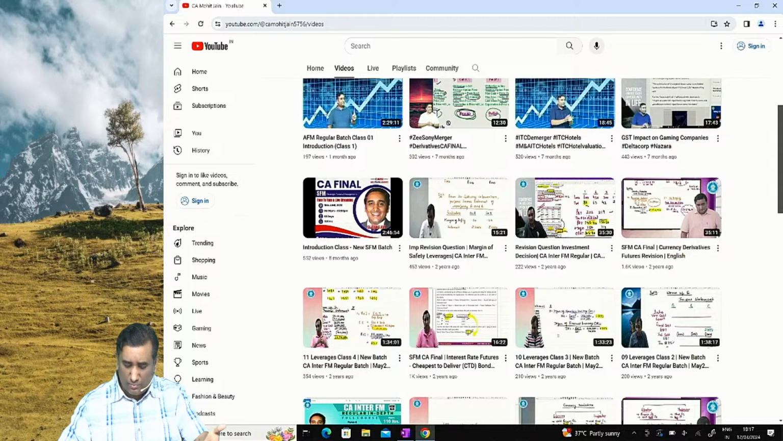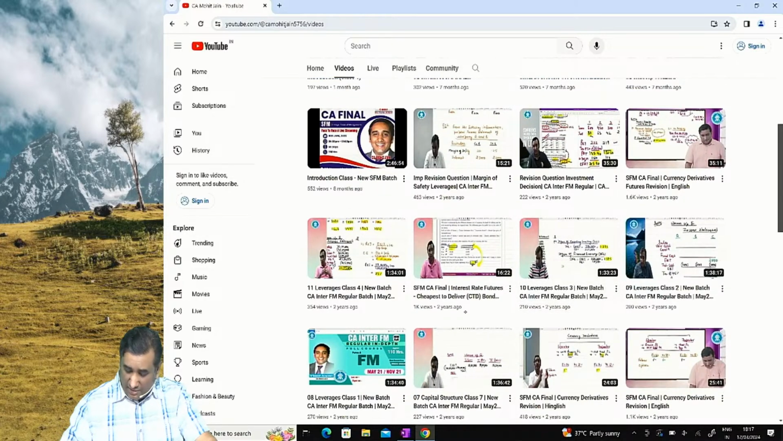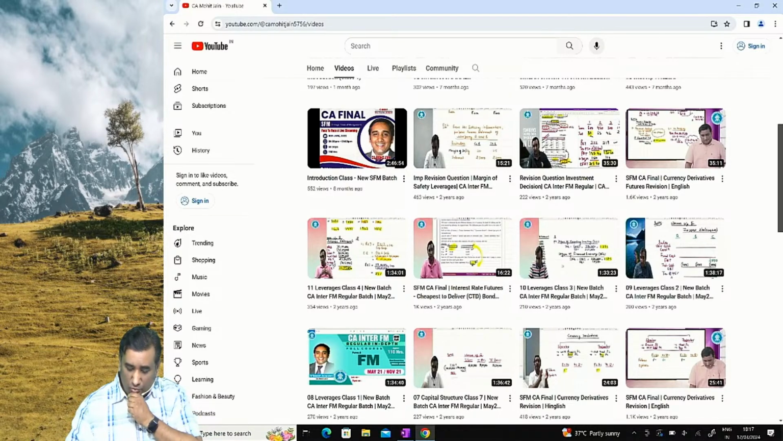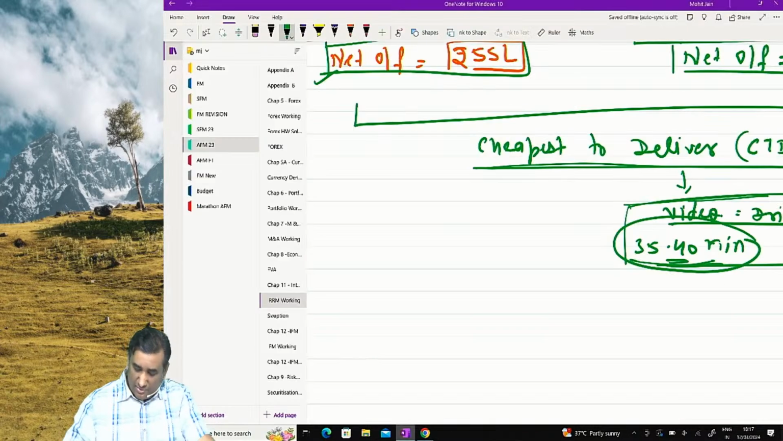Just type in when you go back home. Just type in cheapest to deliver. Yes, and that will be in English and Hindi both. So depending on your language, you can do it. I think this is Hindi. English would be there. So when you go back home, just type in this topic, cheapest to deliver.